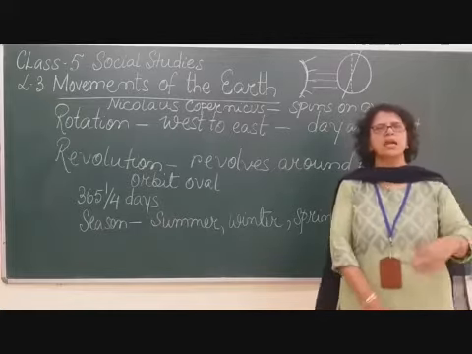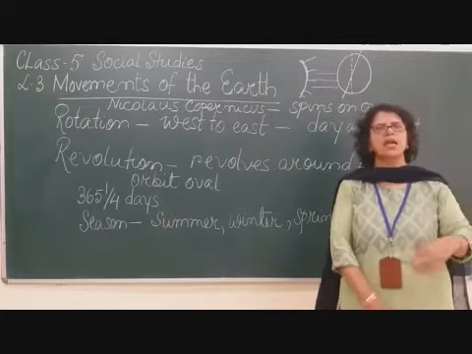So by this we know that the earth is moving around the sun. But the earth is moving around the sun, and while moving around the sun, it is also rotating. So there are two movements taking place simultaneously. It is rotating and moving around the sun. So there are two movements, that is rotation and revolution.